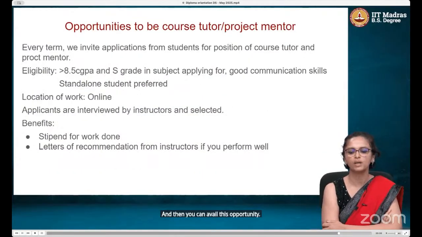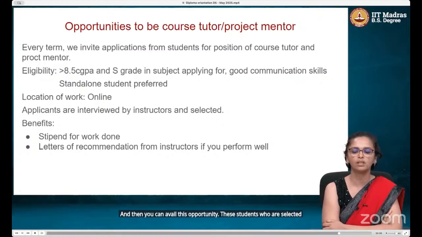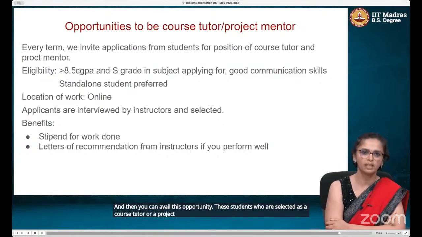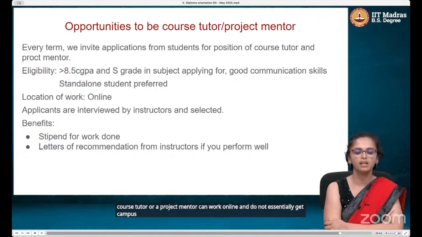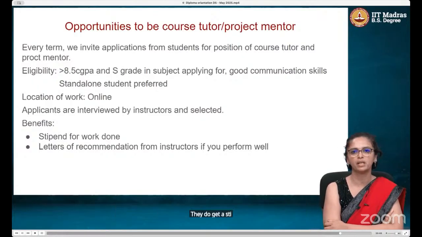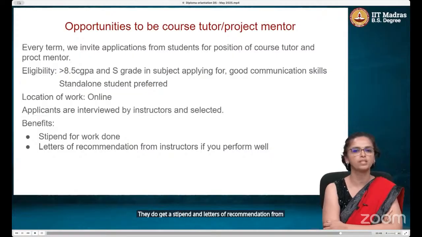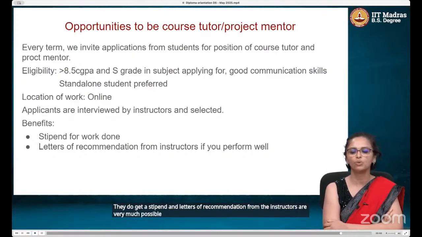These students who are selected as a course tutor or a project mentor can work online and do not essentially get campus accommodation. They do get a stipend, and letters of recommendation from the instructors are very much possible for becoming a course tutor or a project mentor.